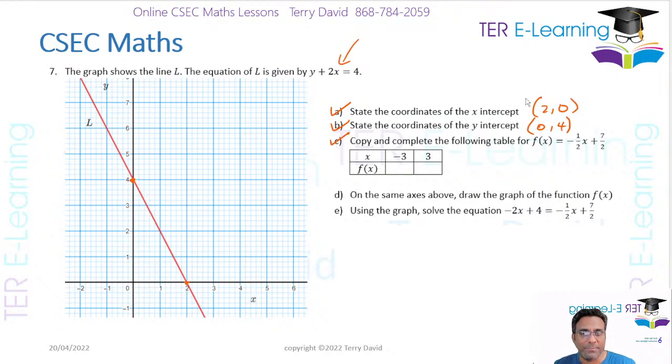Now part C, they said the function f of x is given by, somebody writes it here, f of x is minus 7 over 2 x plus 7 over 2, right? And what we want to do is complete this table here. So what I want from you all is to take minus 3 and substitute it into this function here and tell me what I should get here. Use your calculator if you have to.